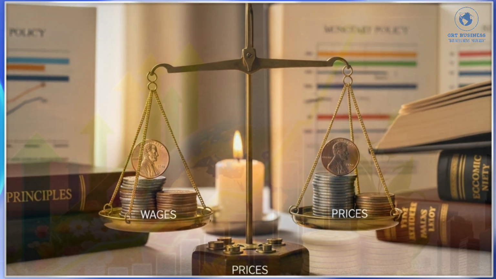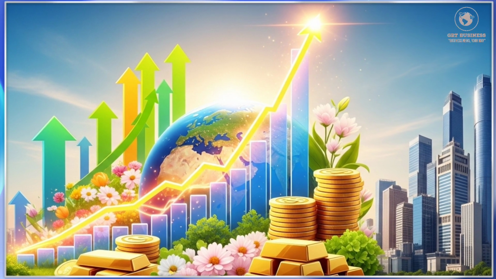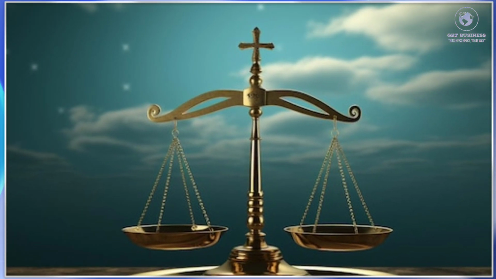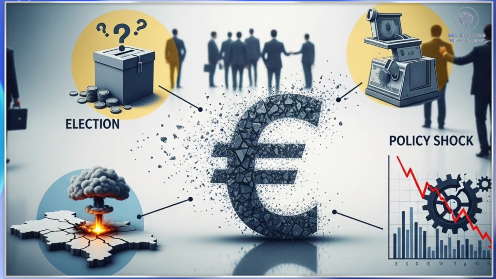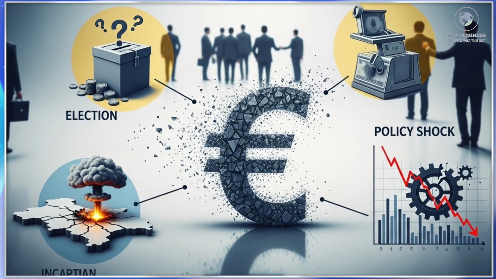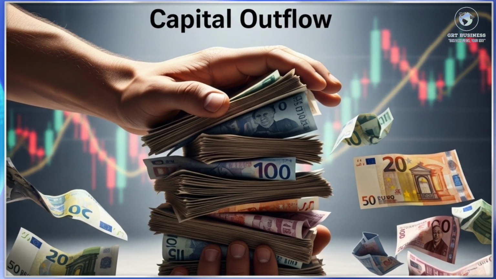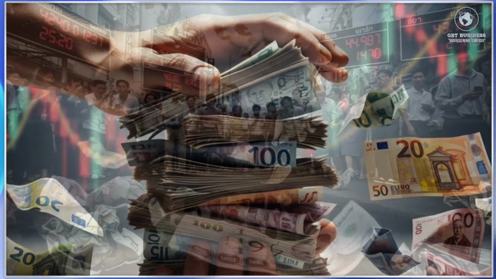Over the long term, high inflation leads to currency depreciation. That's why central banks focus so much on controlling inflation. Stable inflation, strong GDP growth, and political stability. These are the three pillars of currency confidence. Political risk can also shake a currency. If there is sudden election uncertainty, war, or a policy shock in a country, investors may pull out capital. Capital outflow puts pressure on the currency.